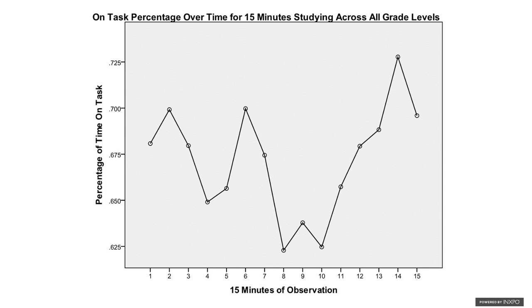So this is a chart of their studying behavior. On the left-hand side, it shows the percentage of time that they were on task or off task. And I want you to note that even though they knew we were watching them, and even though they were studying something really important, basically they were on task between 65 and 70% of the time, that's all. And on the bottom are the minutes 1 through 15 where we were making our observations.